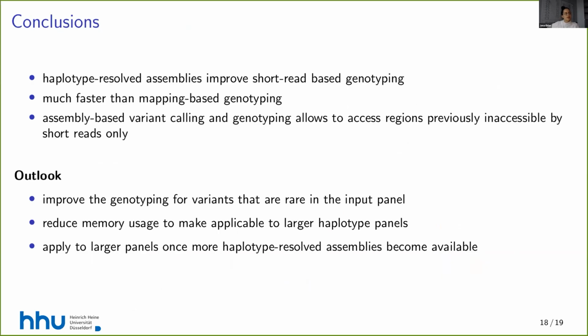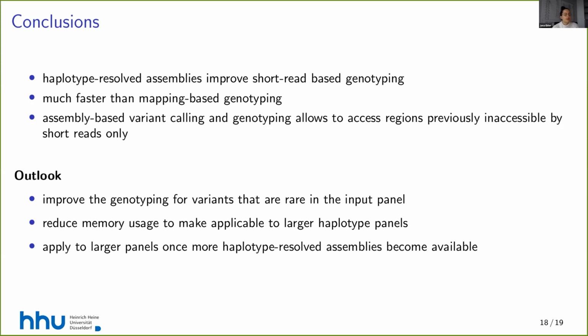Okay, to conclude, I've presented this haplotype-resolved assembly approach for genotyping, which we saw improves short read-based genotyping. We also saw that it's much faster than mapping-based genotyping approaches. And also what I just mentioned, assembly-based variant calling and genotyping allows us to access regions that previously were not accessible by short read-based calling alone.